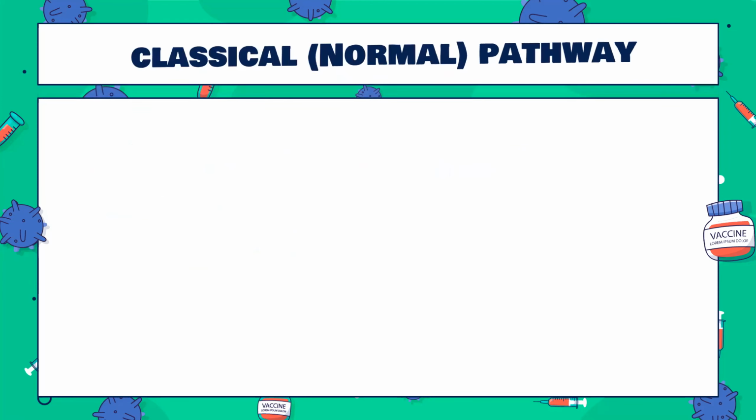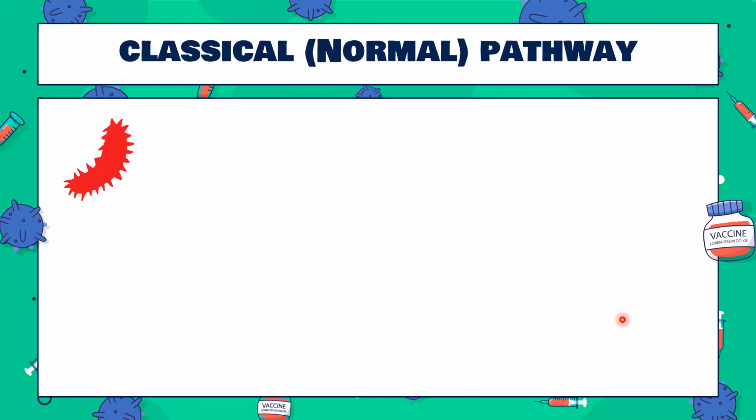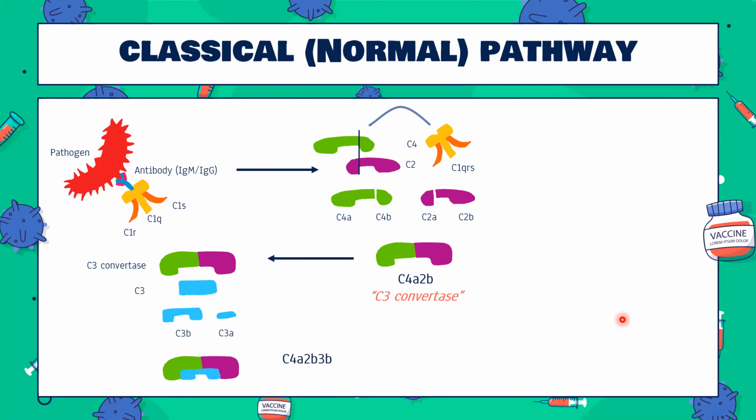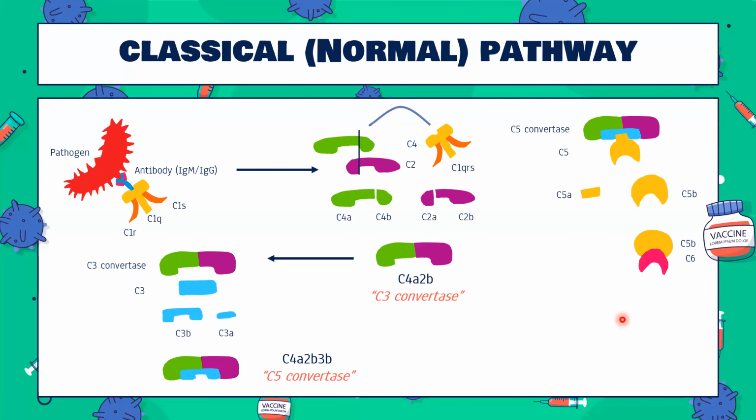All right, so looking at our slide, we had our pathogen. Then immediately we would bind this antibody, which is IgM or IgG, to it. Then this would stimulate the entire classical pathway. And then eventually we would get our membrane attack complex. So it is an end product.